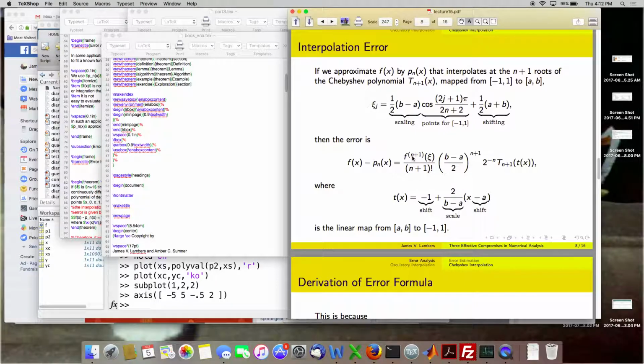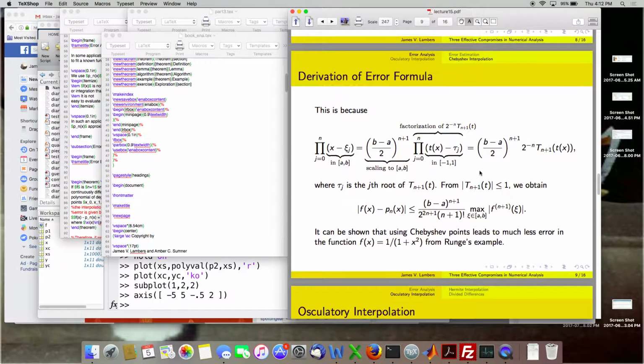Well, it depends on how big this derivative can be. This n plus 1 factorial, all this is a fixed constant. We have a 2 to the n in the denominator. And here's the best part. This Chebyshev polynomial, T_{n+1}, has to be less than or equal to 1 because it's a cosine. So that's why you don't see that in here.